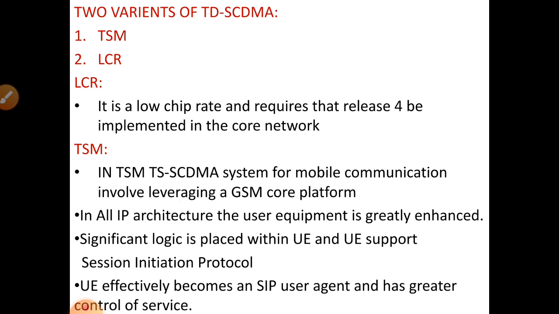We have already studied the topic of chip rate in CDMA, so once again I recall the point. The chip rate is the number of pulses per second, or you can also say chips per second, at which the code is transmitted or received. I repeat, the chip rate is the number of pulses per second, or chips per second, at which the code is transmitted or received. That is the chip rate.